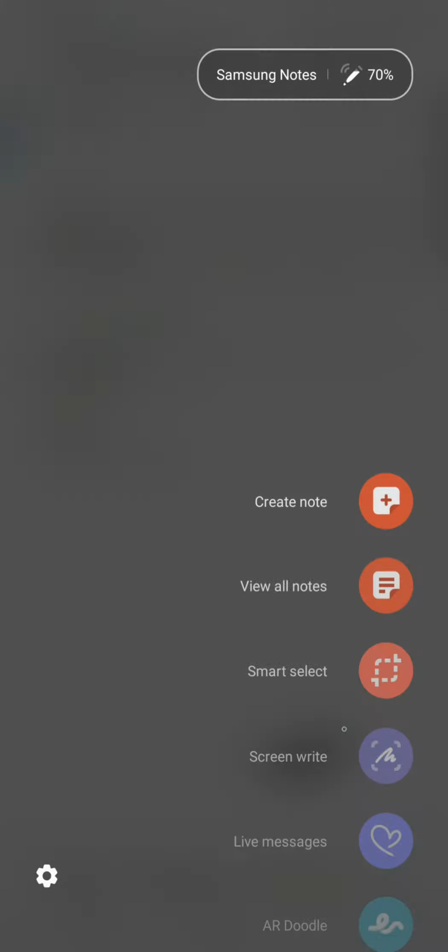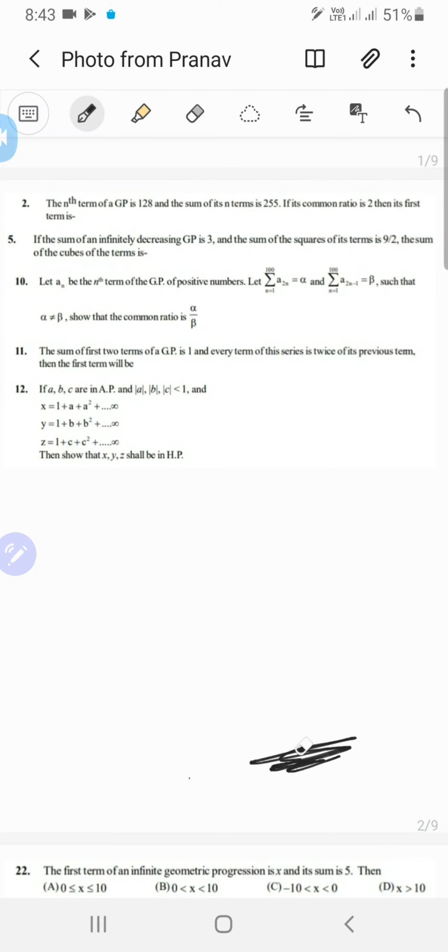Okay, so let a n be the nth term of the GP of positive numbers. So a n is the nth term of the GP of positive numbers.